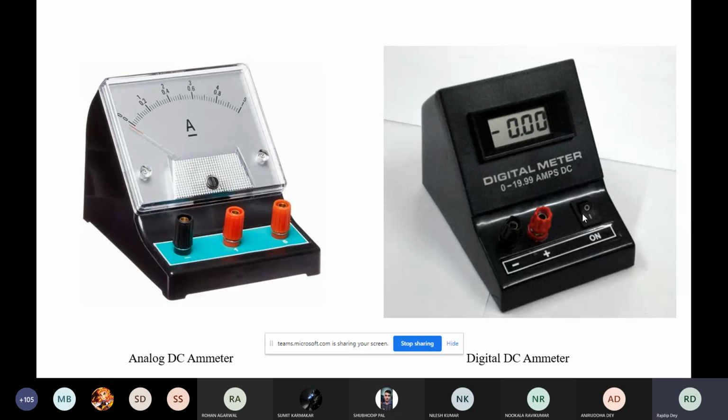So if we don't know what our current is, suppose our current is 2 ampere and we directly connect it to ground, that means the black one, and for the red one we choose 1 ampere, then it will exceed its range and it will burn. So be careful about that.